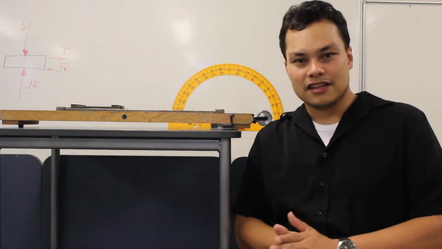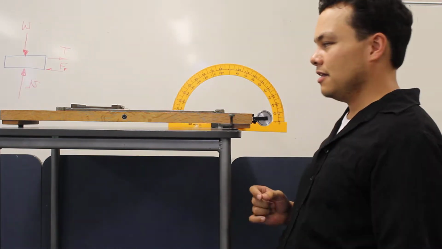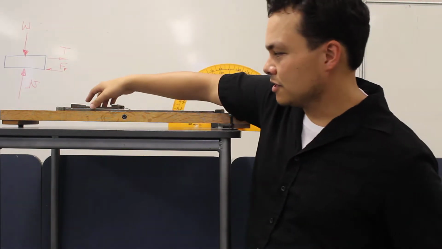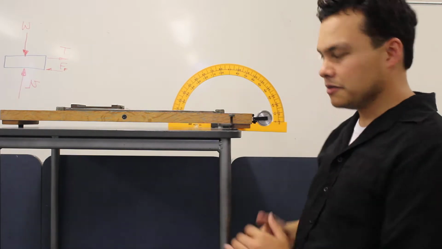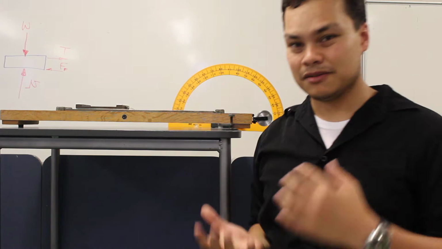Hey guys, in this video we'll be looking at an experiment to try to calculate the static coefficient of friction for a component which is resting on a horizontal surface. Now what we can do is we can take our slider and load it up with some mass to make it heavier.